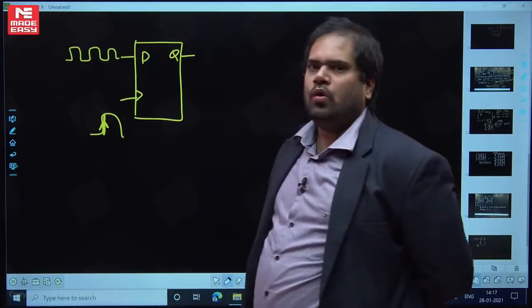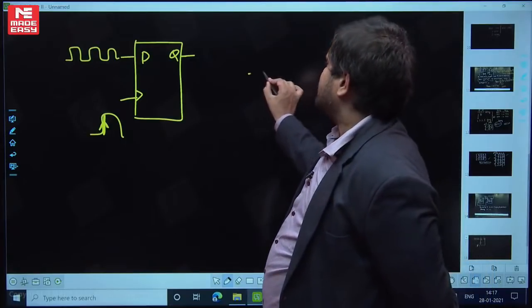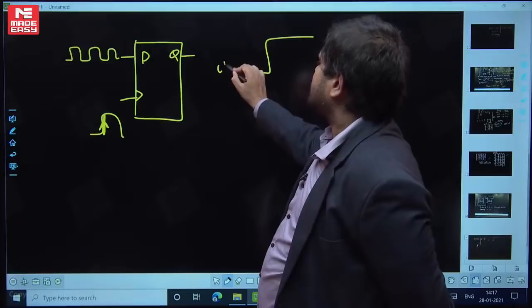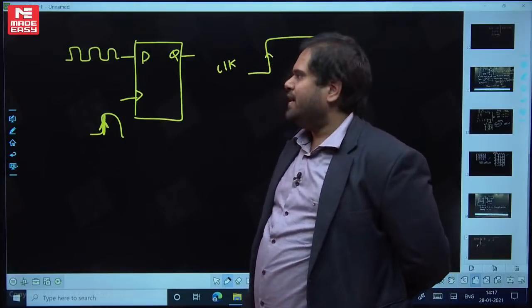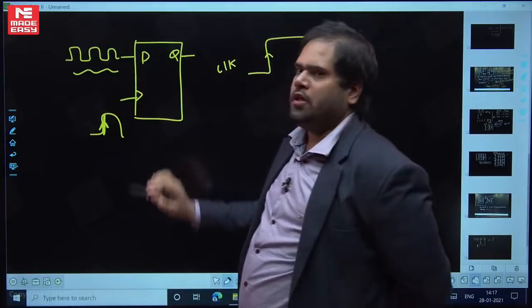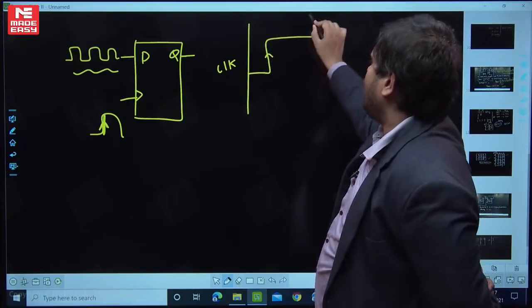So now comes the concept called setup time, hold time. When the clock is changing, suppose this is my clock. When the clock is changing, my input should not change. What is the meaning of setup time is, suppose for example, suppose this is the clock change.